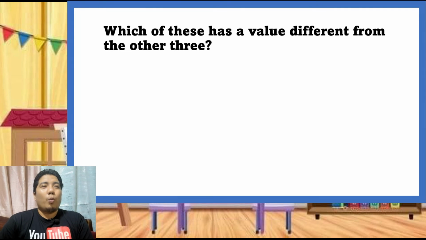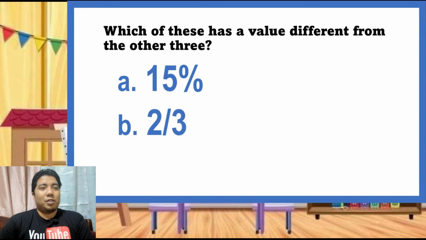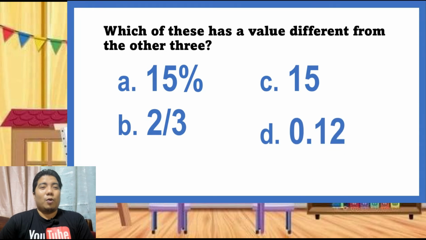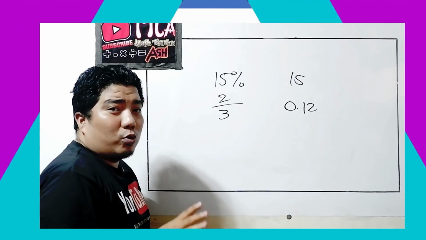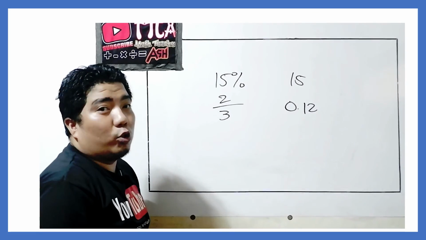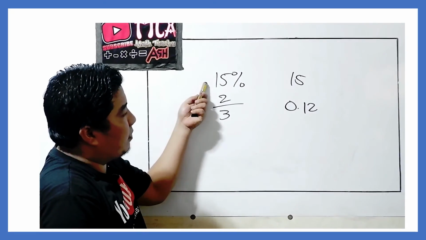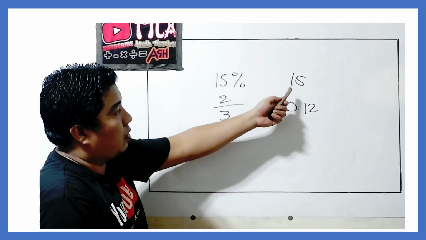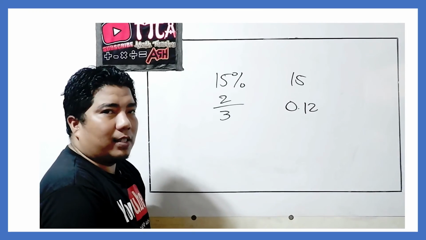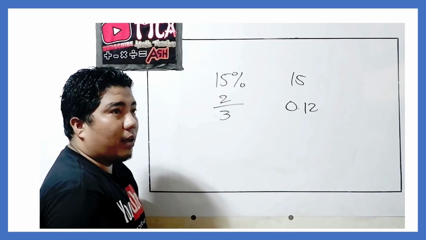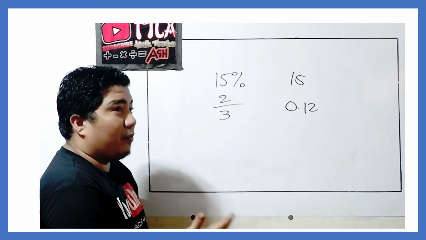Alright. Which of these has a value different from the other three? Is it A, 15%, B, 2/3, C, 15, or letter D, 0.12 or 12 hundredths? Okay, my dear math learners, for this problem, we really don't need to solve anything. Why? Because we just need to compare. Now, the first given is 15%, the second is 2/3, the third one is 15, and the fourth one is 0.12 or 12 hundredths. Now, which among these four given choices is different from the group?